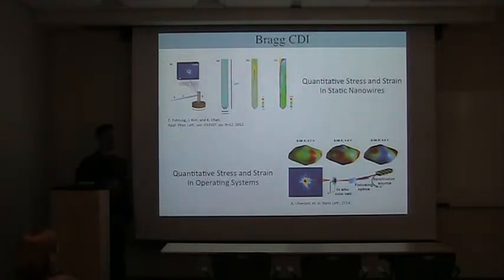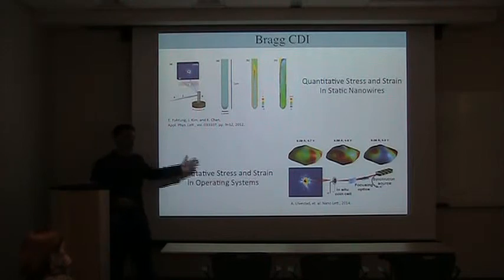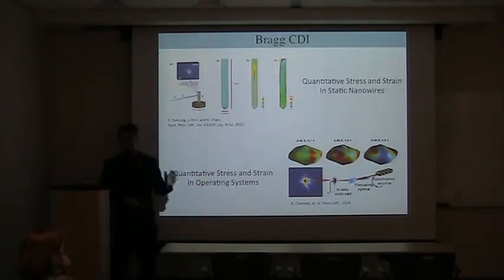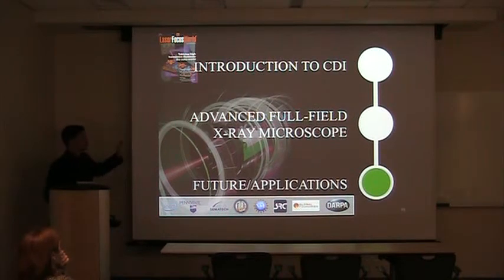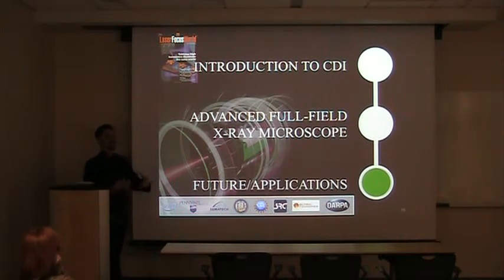And now the phase corresponds to quantitative stress and strain maps. They did this again for a little nanoparticle in an operating coin cell, and you get quantitative stress and strain maps here. They were at 10 keV, so this can actually be in air. And this device was operating when they looked at it. So that's very powerful.